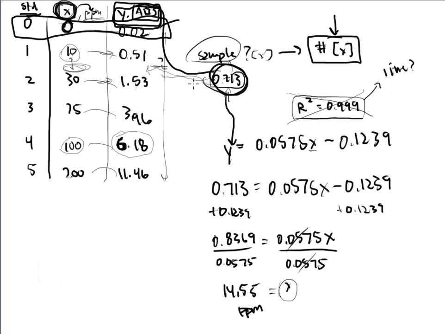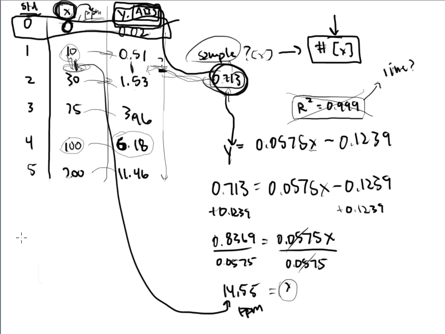We kind of already estimated that in a way, right? 0.713 we said would fall right in here between 0.5 and 1.5, in between 10 and 30, and it just so happens that 14 is in between 10 and 30. So we kind of estimated where it would be. We didn't know really what the exact number or concentration would come out to be, but by plugging it into that equation, we are able to solve for those sample concentrations. And that's how we treat all of our samples.